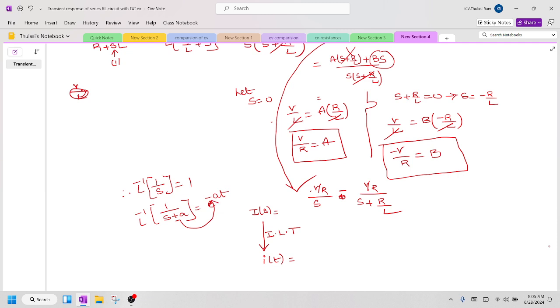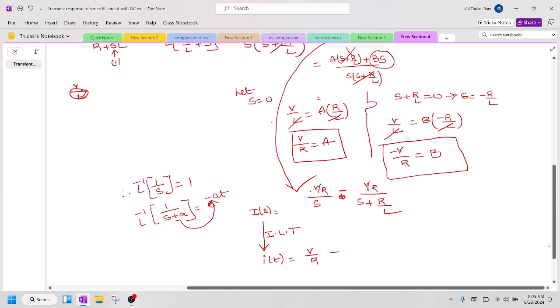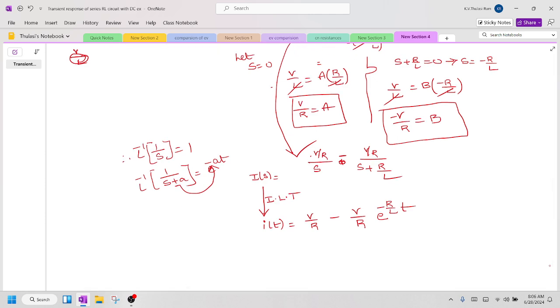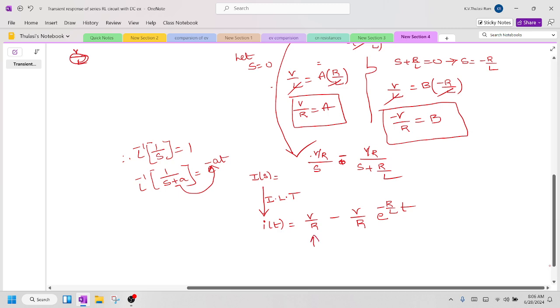So the inverse Laplace of 1 by S is nothing but 1, therefore we get V by R minus V by R into e to the power minus, what is the value of A here? A is R by L into t. So here you have got the two parts. This is the ultimate equation we require. This first part is called the steady state, and this part is called the transient state.